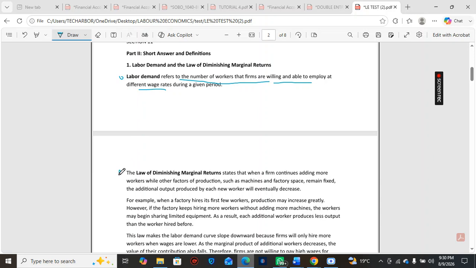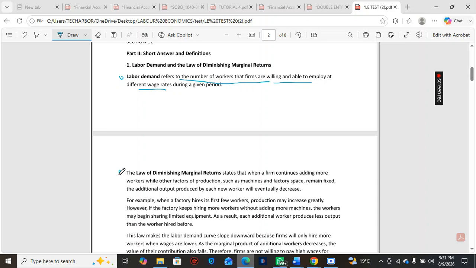Then the law of diminishing marginal returns. I believe we all remember this from microeconomics. Remember what it says: the more variable inputs you put in while other inputs stay fixed, eventually your marginal product is going to start reducing. Now, let's put more context in that.